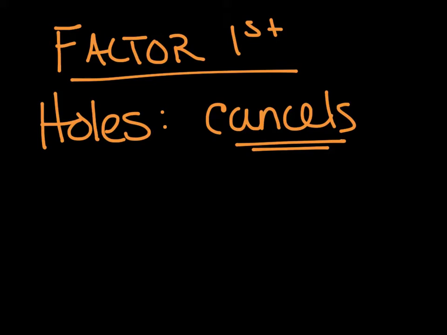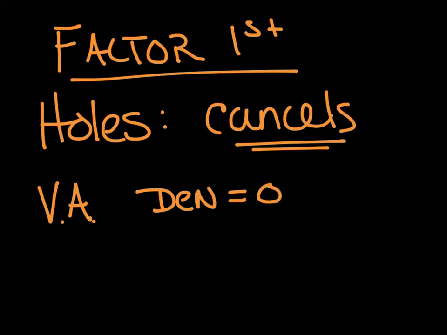Second, we need to get our asymptotes. Let's start with a vertical asymptote. Again, this is review. You should know the answer to this. If I want to get a vertical asymptote, I set my denominator equal to 0, and that will give me a vertical asymptote.